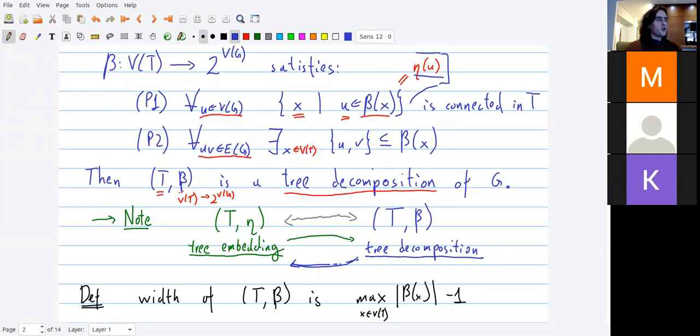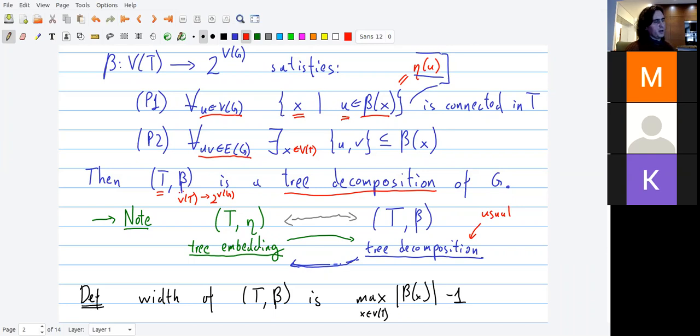So this is the notion of a tree decomposition. And this is the usual language that we are speaking about when talking about Treewidth and tree decomposition. Whenever you look at the literature and you see any paper on Treewidth, usually the tree decomposition will be defined in this way via the bag function and the conditions P1, P2.